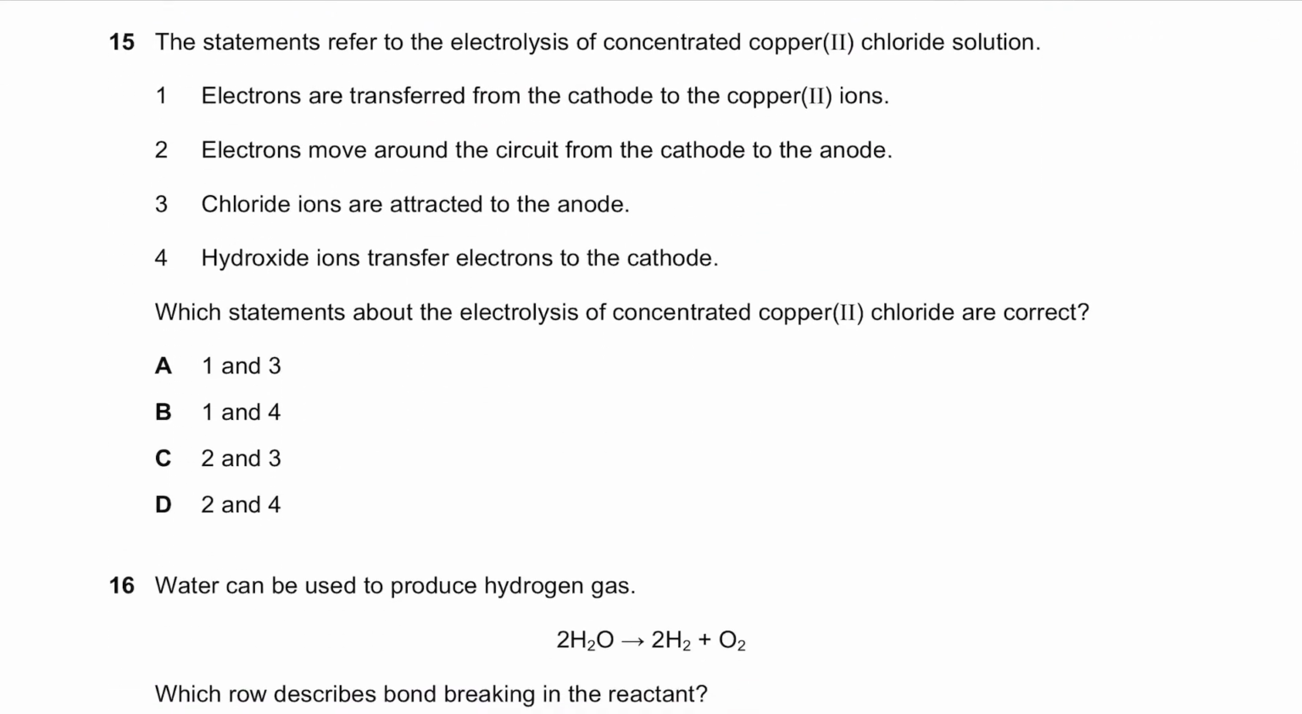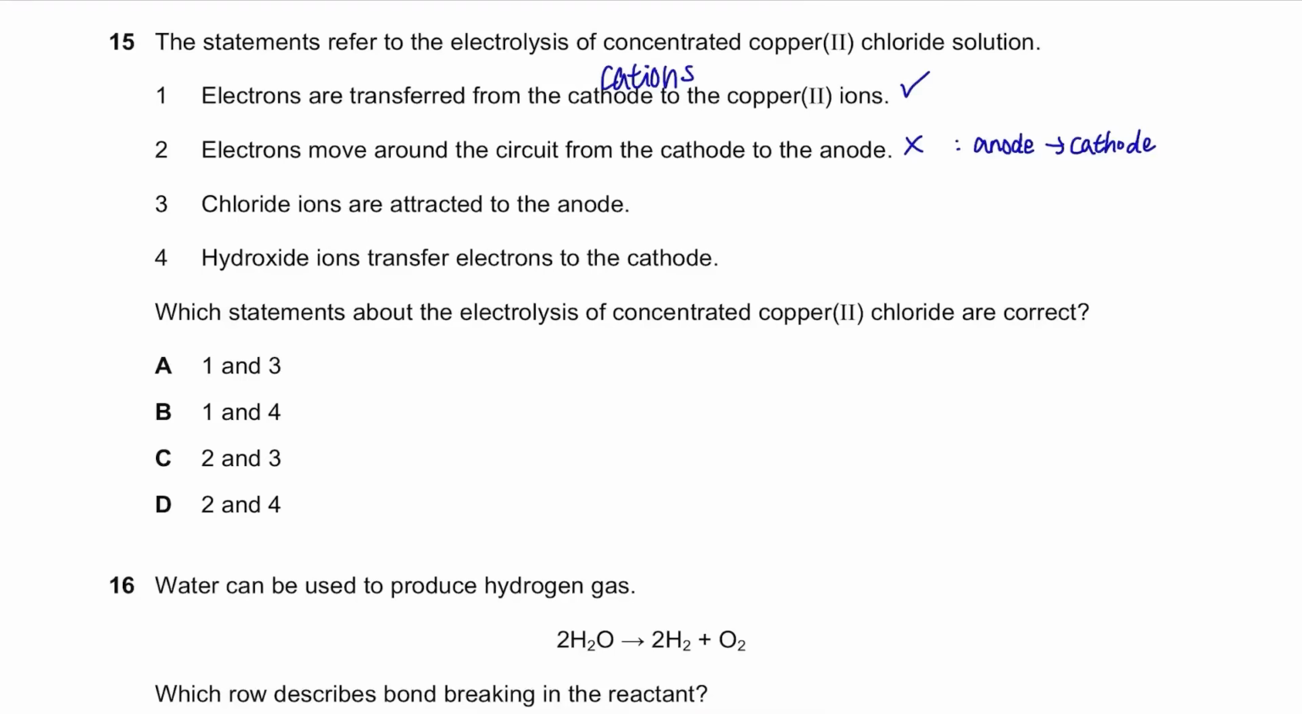Question 15. The statements refer to the electrolysis of concentrated copper(II) chloride solution. Which statements about the electrolysis of concentrated copper(II) chloride are correct? 1. Electrons are transferred from the cathode to the copper(II) ions. Yep, cathode is where cations are, so it is actually transferring electrons to the copper(II) ions and attracting them. 2. Electrons move around the circuit from the cathode to the anode. Nope, electrons always move from the anode to the cathode. You need to remember this.